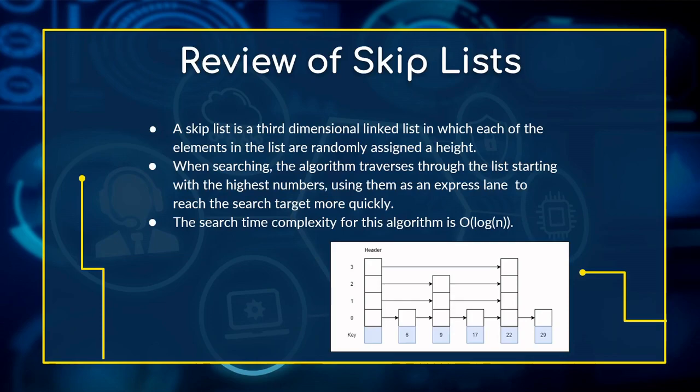So quick review of skip list. A skip list is a three-dimensional linked list in which each of the elements in the list are randomly assigned a height when they're inserted. When searching, the algorithm traverses through the list starting with the highest levels, using them as an express lane to reach its target more quickly, so it goes through, drops down until it finds its target. The search time complexity for this algorithm is O(log n), because it's assumed that at each level there will be half the number of nodes.